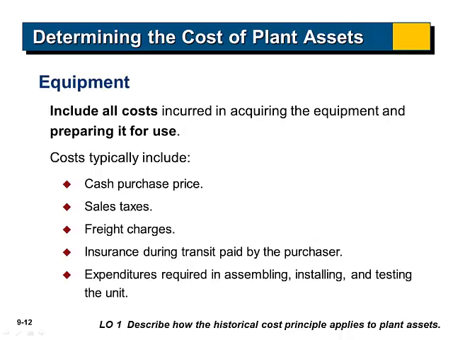Okay, so we've talked about land. We've talked about land improvements. We've talked about buildings. Now let's talk about equipment. Cost for equipment includes all costs incurred in acquiring the equipment and in preparing it for its use. And costs typically include the cash purchase price, sales taxes if you have to pay tax, freight charges to get that equipment to your building or your facility, any insurance during transit, and any expenditures that are required to assemble, install, or test the unit. If the equipment is maybe a conveyor belt that's part of your manufacturing process, it needs to be assembled and installed and tested.